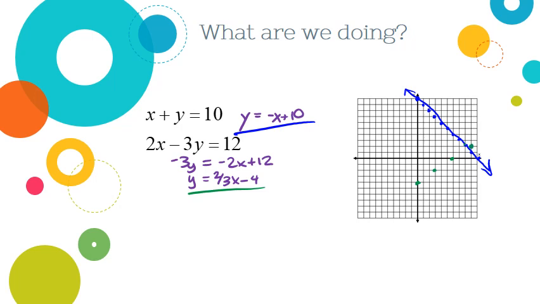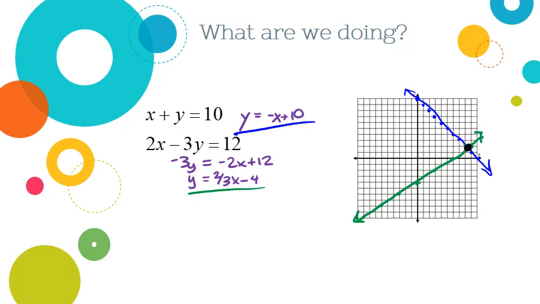Let's try this out. Okay, I'm going to go the other direction as well. Down to the left 3, down to the left 3. I'm just going to try to make as accurate of a graph as I can. Now if I connect those dots, you'll notice that these two lines intersect.